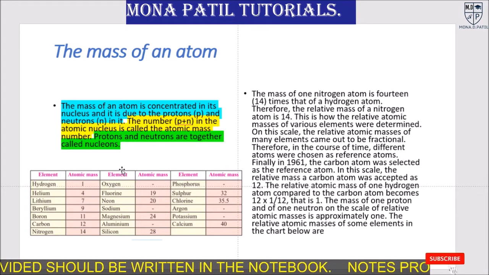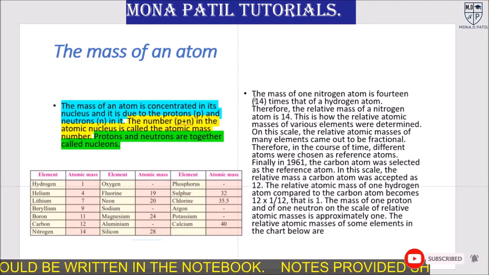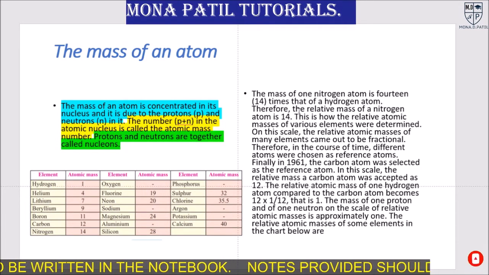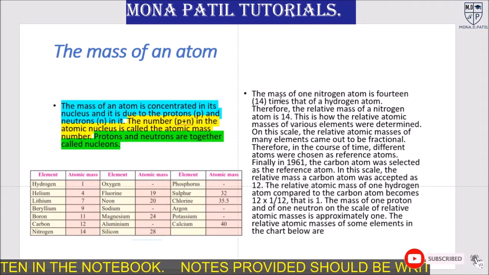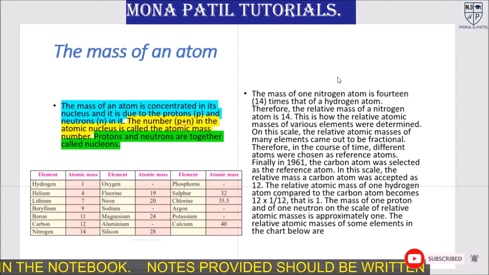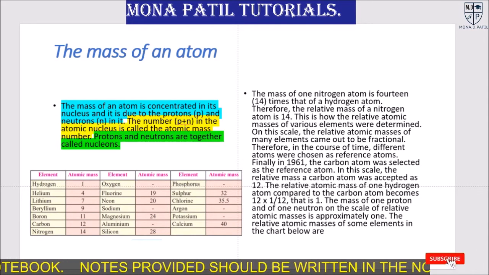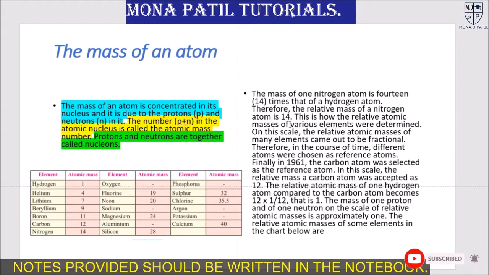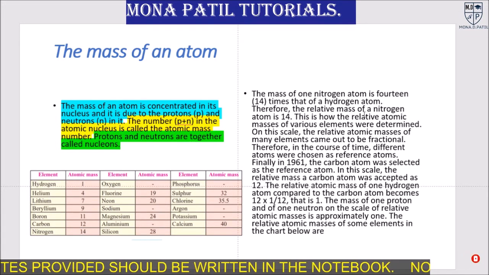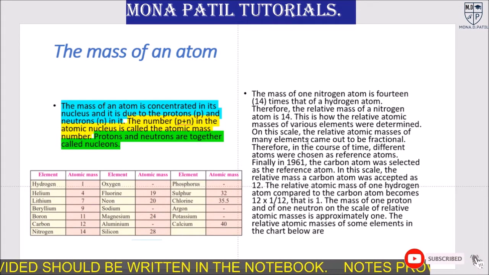Then the mass of a nitrogen atom is 14. Here some examples are given for you. It is 14 times that of a hydrogen atom, which means 14 hydrogen atoms are equal to 1 nitrogen atom. Therefore the relative mass of a nitrogen atom is 14, and this is how the relative atomic masses of various elements were determined on this scale.